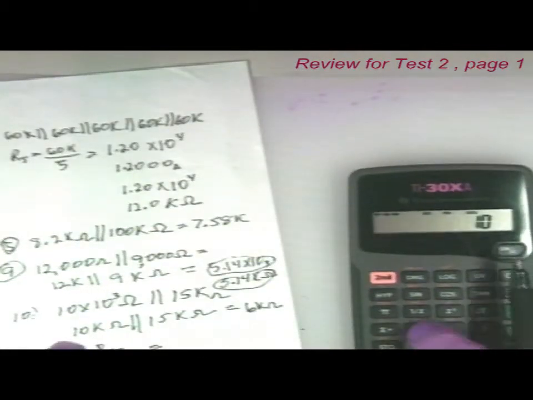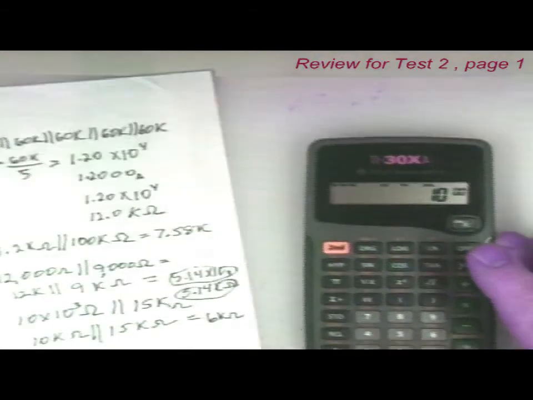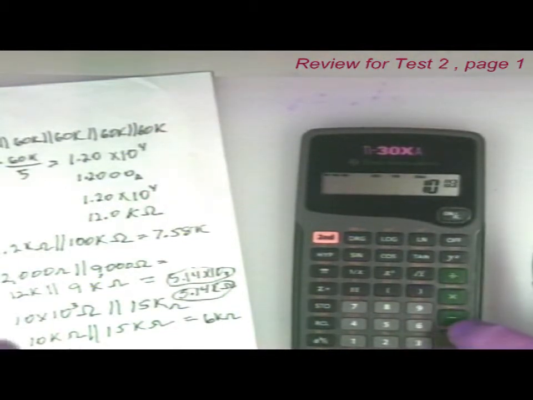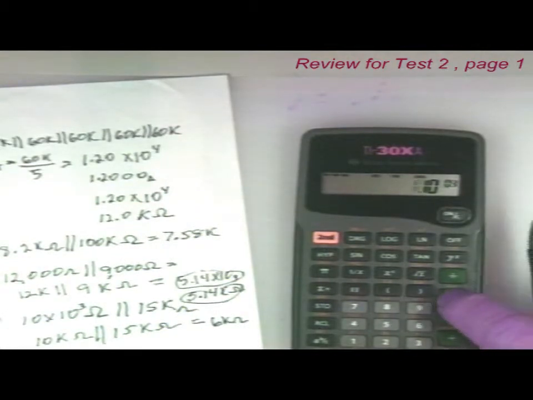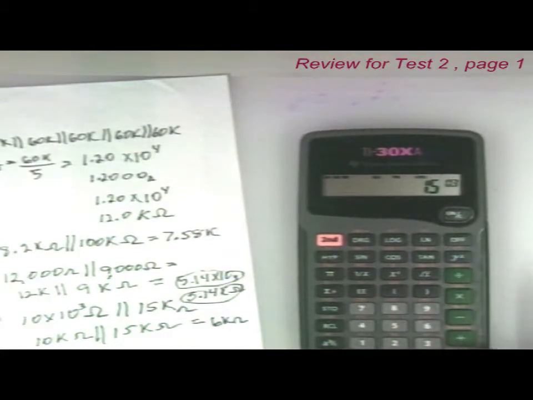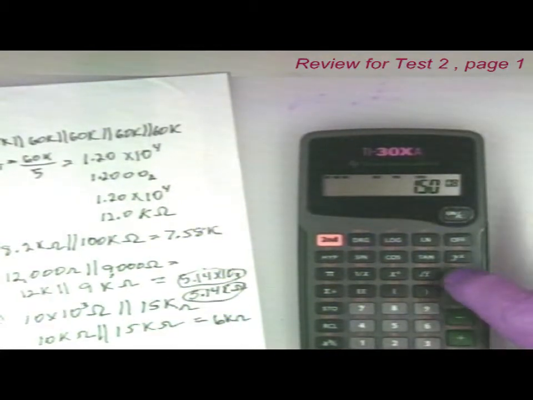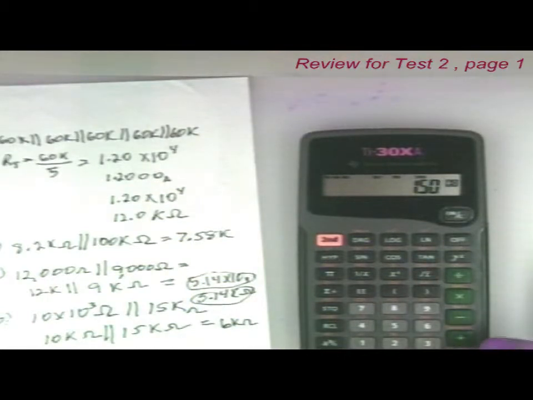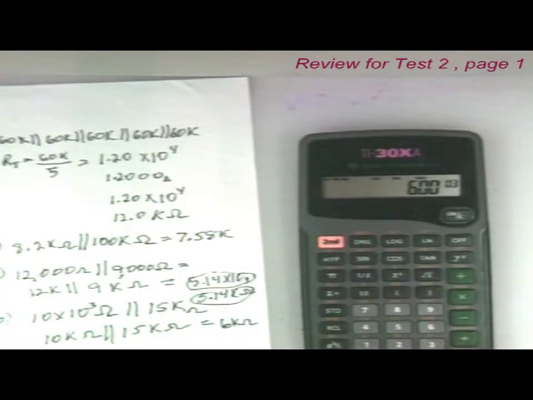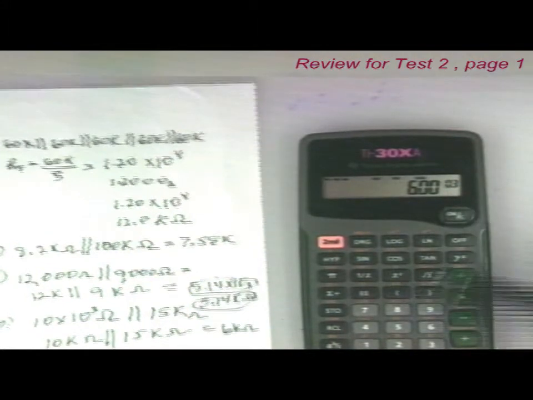We have 10 double E 3. Can you see the calculator? Let's move it over a little bit. Okay, we have 10 double E 3 times 15 double E 3 equals that, divided by R1 plus R2. How much is R1 plus R2? 25K. Double E 3 equals 6K ohms. See, it turned out to be exactly the same.